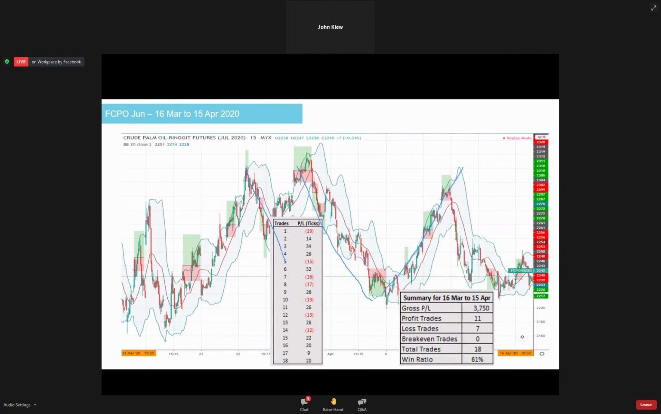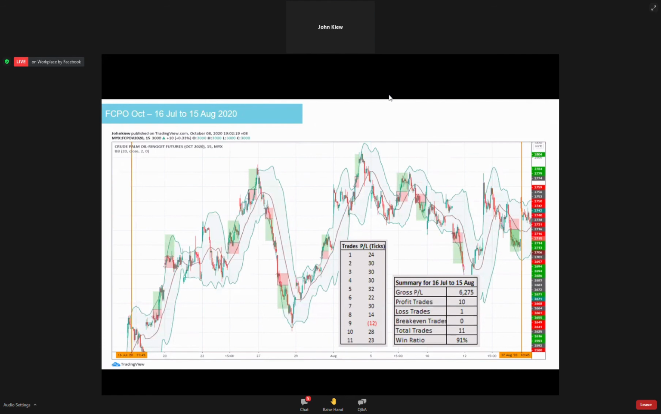Yeah, this is good, but not really something like this. This is so choppy. This is also, yeah. And 61% winning ratio, 3,007 ringgit. Okay, not too bad for a month. This is also a very good month. You see, there's follow through.